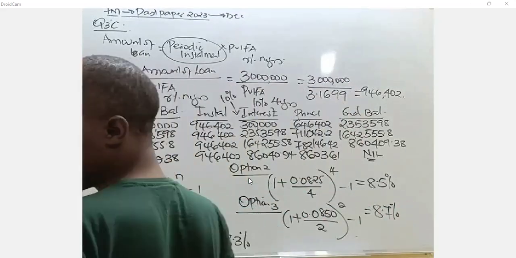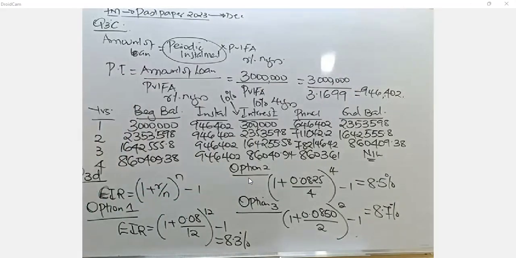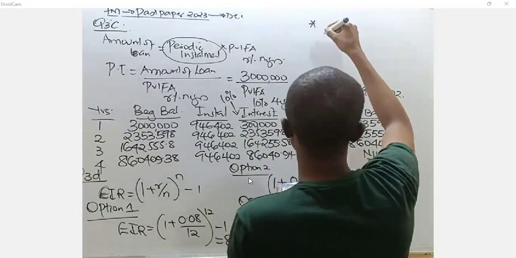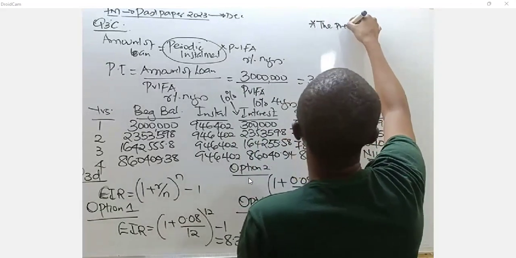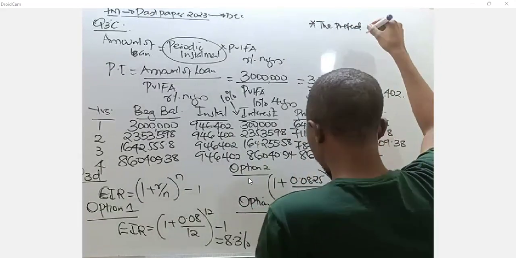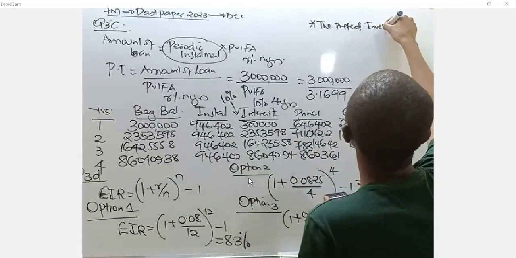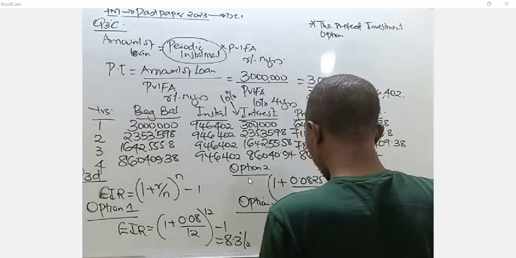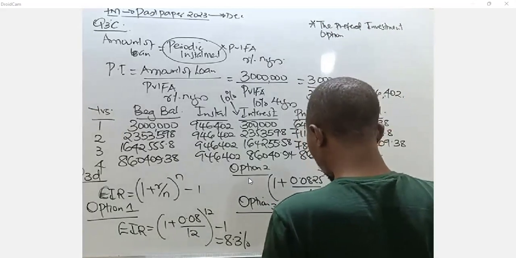When you do this and you understand the formula, you can ask yourself, which option can Jen invest in? In this case, we can say the preferred investment option.